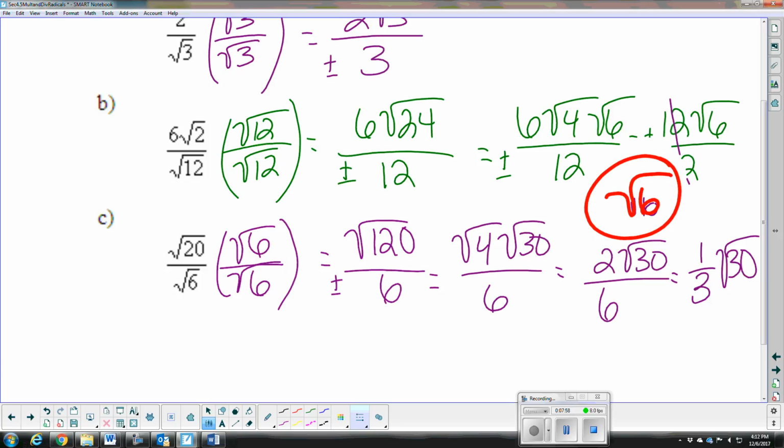And again, it's plus or minus, but we still have that radical 30, so we don't need that plus or minus. So then our 1/3 times the square root of 30 is the same as the square root of 30 over 3. So that's really its simplest form. You could say 1/3 times the square root of 30, or you could say the square root of 30 over 3. It's the same answer.